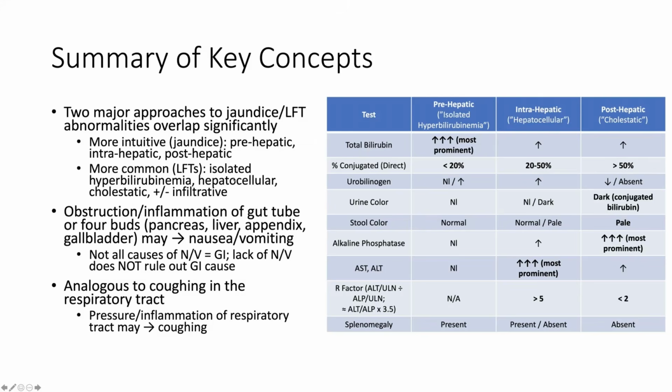I am going to include, however, the more common way of describing LFT abnormalities, which you'll see more in textbooks. And certainly that was what we learned at Stanford and what they did at MGH, which is thinking about it in terms of just recognizing the pattern. So isolated hyperbilirubinemia, which is kind of like the prehepatic, hepatocellular, which is essentially like the intrahepatic, and then cholestasis or cholestatic, which is basically your posthepatic. There's a lot of overlap between them, which is why I included them in one.